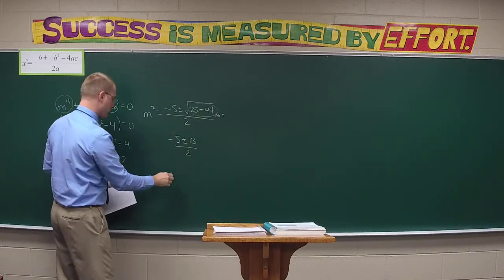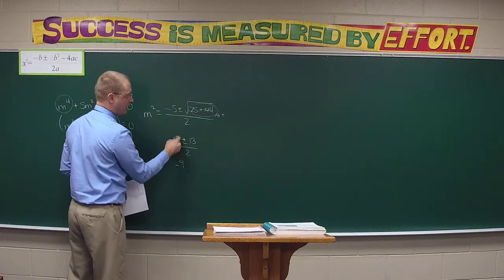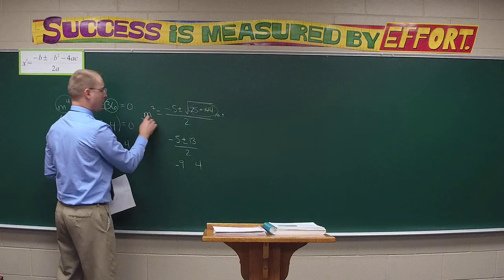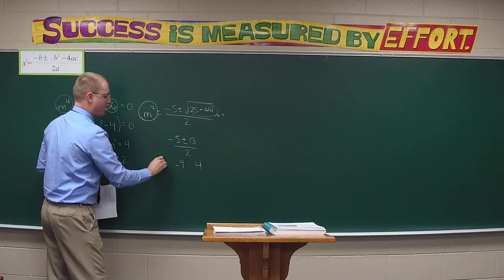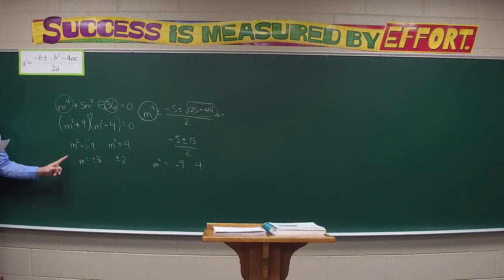And that's where you would also end up with a negative 9, well, negative 18 divided by 2, negative 9. Positive 8 divided by 2 is 4. Those are equal to m squared. Still have to take those square roots. Get these 4 answers. Does that clear it up here?